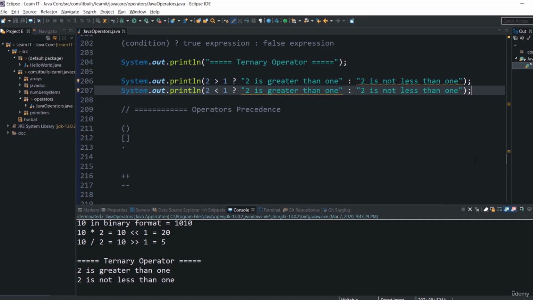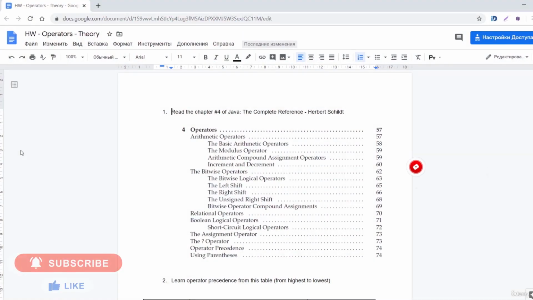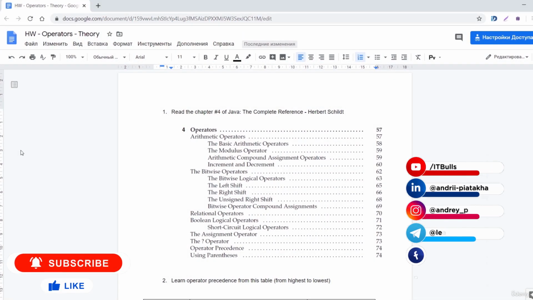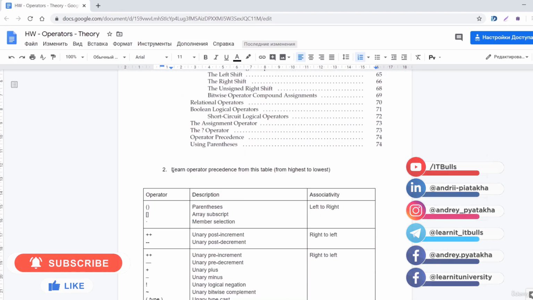And now let's review your homework. Remember that optionally I always recommend you read books, the same things we discussed just from a different point of view, chapters about operators, and also learn operator precedence described in this table.